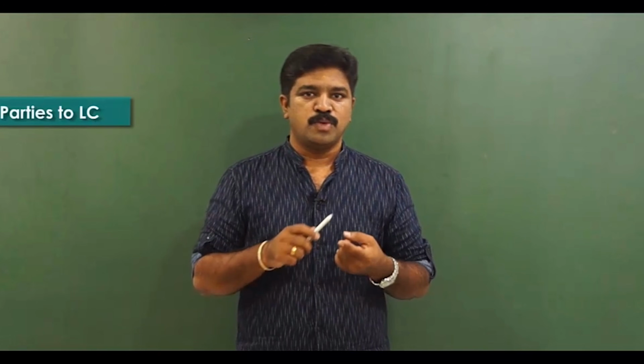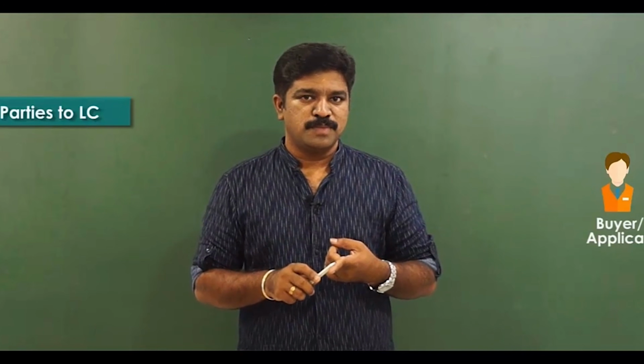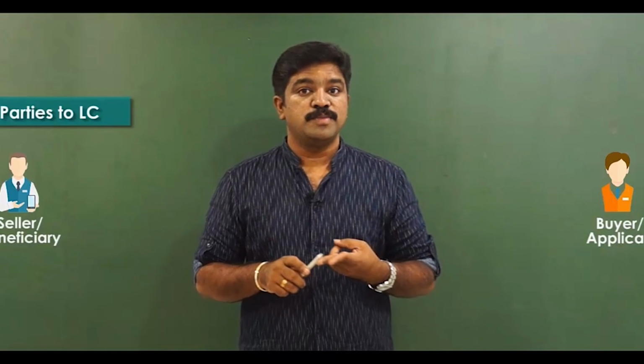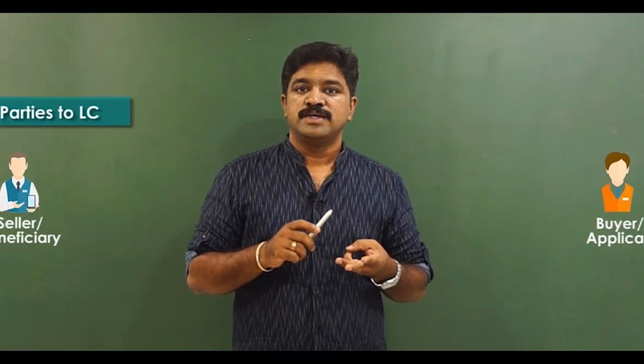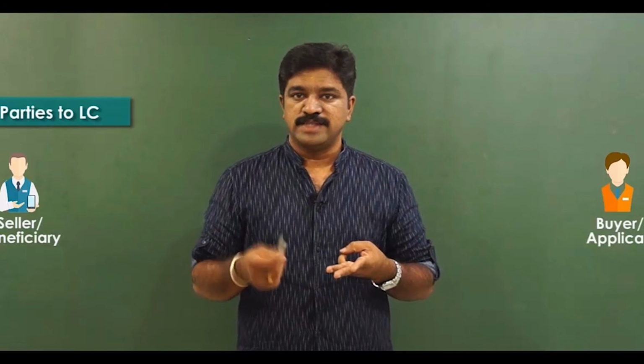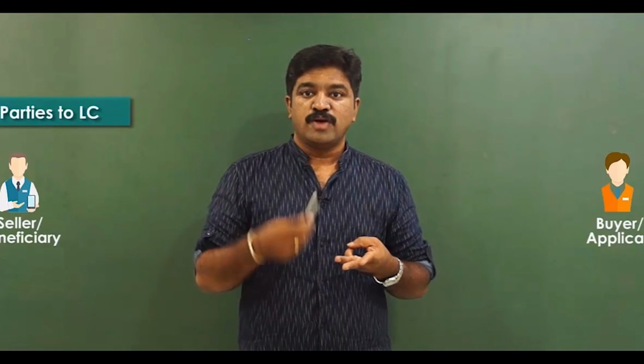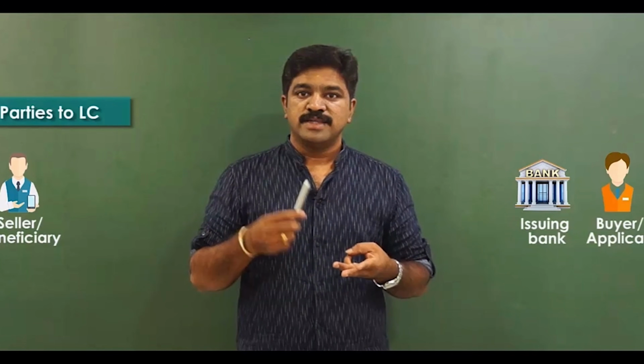And who are the parties generally involved in LC? Number 1, the buyer, we call him the applicant. 2, the seller, we call him the beneficiary. And number 3 is the bank of the buyer, that is the LC issuing bank. Okay, we call it the LC issuing bank, and the LC will not be dispatched simply through post.